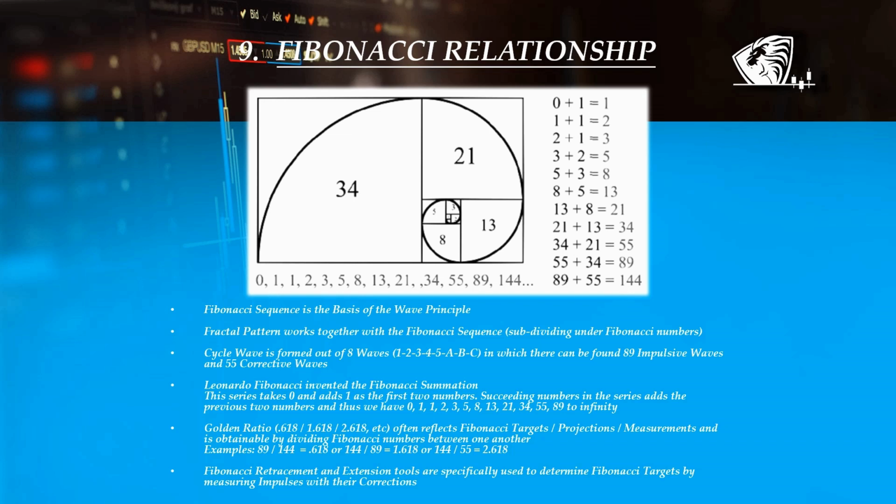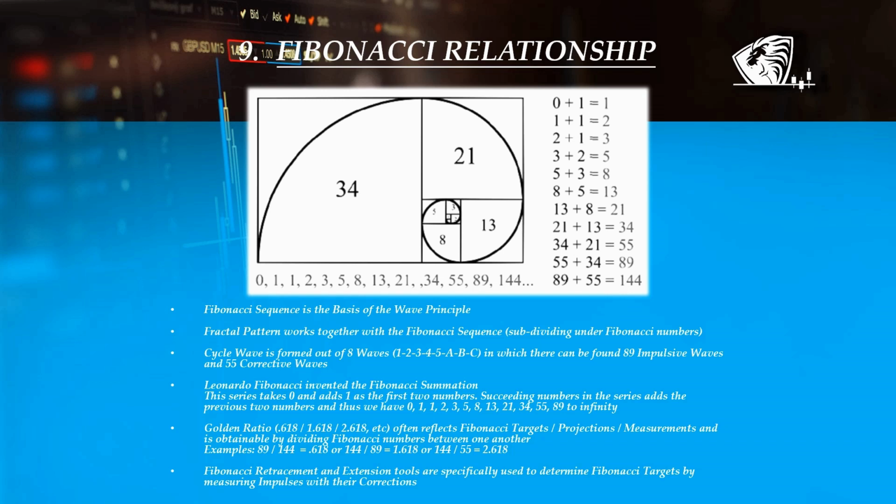This series takes 0 and adds 1 as the first 2 numbers. Succeeding numbers in the series add the previous 2 numbers, and thus we have 0, 1, 1, 2, 3, 5, 8, 13, 21, 34, 55, 89 to infinity. The golden ratio 0.618, 1.618, 2.618, etc. is a must when applying the wave principle, as it often reflects Fibonacci targets, projections or measurements, end of waves, consolidation areas, and points of interest.